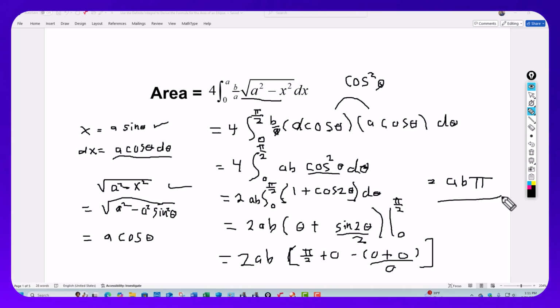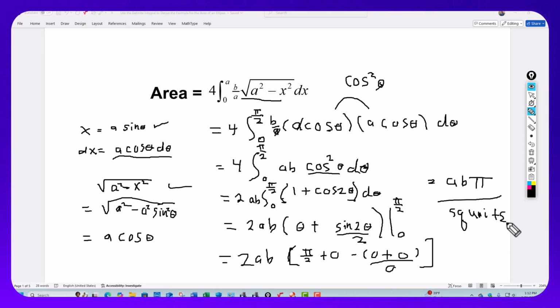Anytime you have an ellipse, no matter where the center is, whether it's at the origin or somewhere else, as long as you know the values of a and b, the values that will determine the vertices of the endpoints for the major and the minor axes, all you got to do is multiply those values, ab, together, multiplied by pi, and that's your area. And of course, this is going to be in square units. Whatever the units are, they're going to be squared, because you're looking at area.